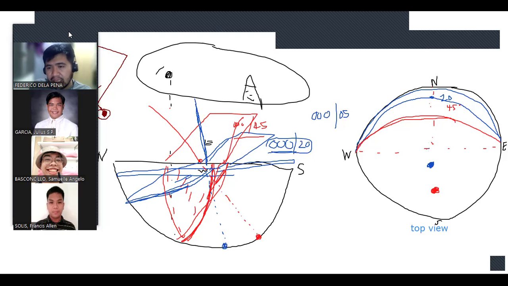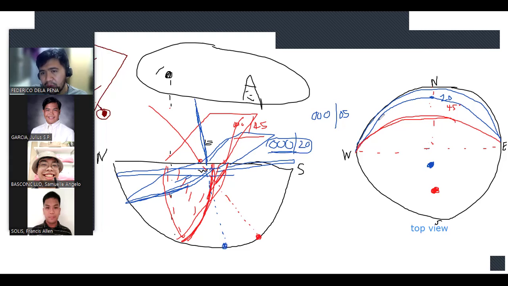So what can you notice here in terms of the locations of the poles relative to their arcs? Notice that the gently dipping discontinuities have poles that are closer to the center of the circle.